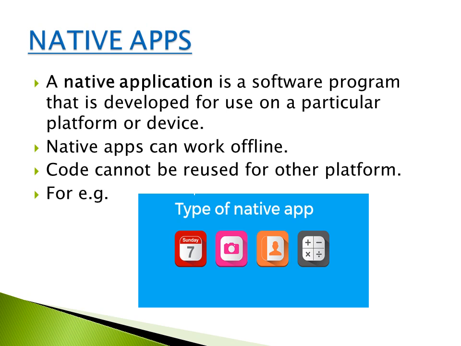Native apps. A native application or a native app is a software program that is developed for use on a particular platform or device. It means native applications are designed specifically for a particular device or platform. Okay. Next is native apps can work offline. As you can see in the image, calendar, camera, contacts, calculator, all these applications are available in our phone and we can use them without the internet also.